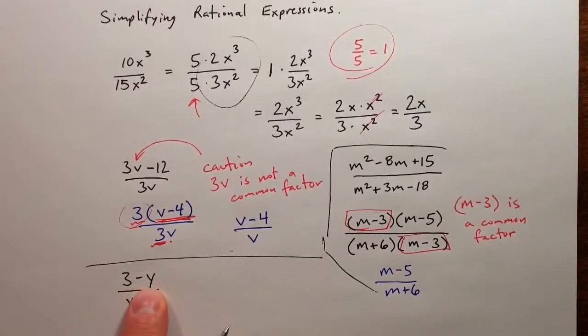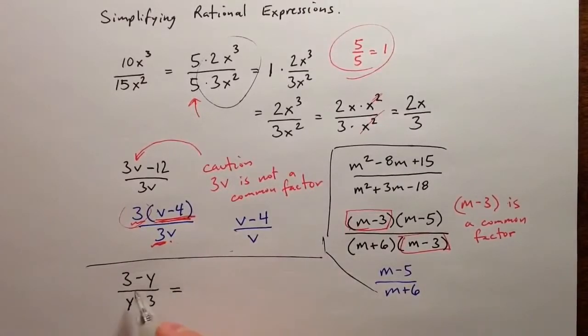If I plug in 10, for example, if I plug in 10 for y, 3 minus 10 is negative 7, 10 minus 3 is positive 7. And that's true for any other number we could think of. If I plug in negative 8, 3 minus negative 8 is positive 11, because it becomes 3 plus 8. Negative 8 minus 3 is negative 11.